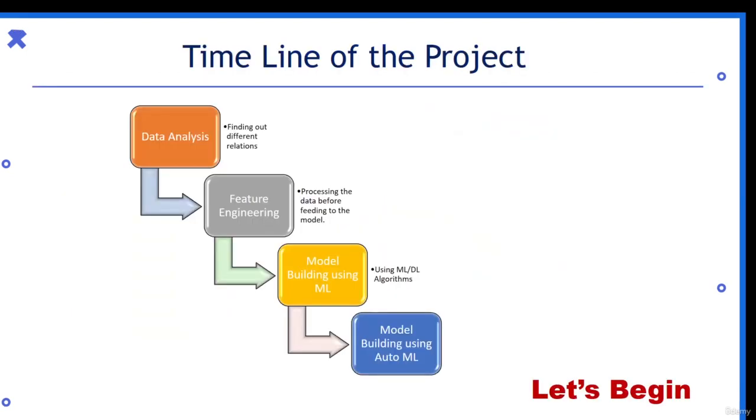So let us proceed to the timeline of our project. First, we'll be doing the data analysis. Then we'll be doing some feature engineering or data pre-processing to make our data ready for model development. Then we'll be building models using ML and DL. Then we'll be using H2O AutoML for predictions, and we'll compare both of the models. So let's begin.